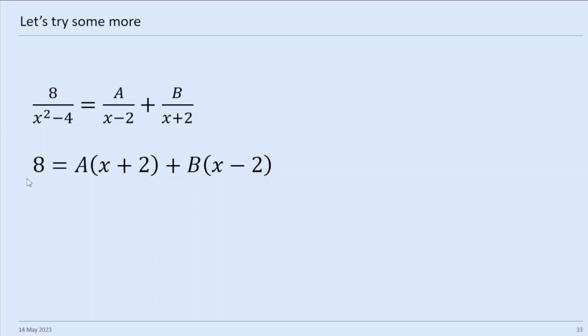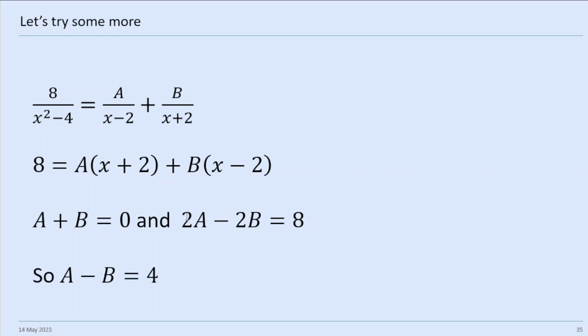So the left-hand side numerator is 8, and the right is a times x plus 2 plus b times x minus 2. We're going to equate the coefficients again. So a plus b is 0, because there are no x's on the left. We're going to equate the constant coefficients: 2a minus 2b equals 8.